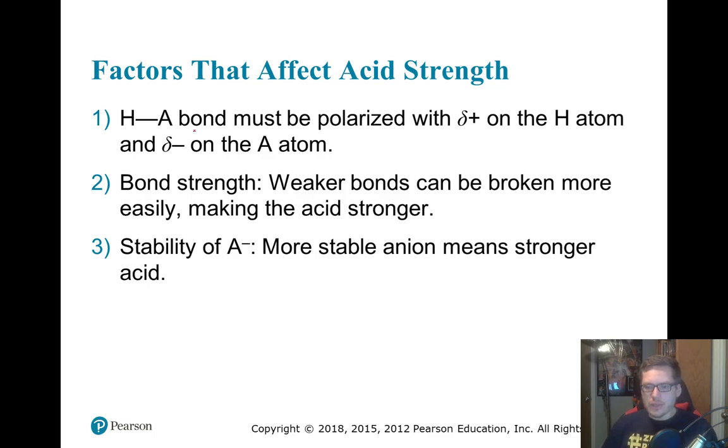So factor number one: that HA bond must be polarized, with a partial positive on the hydrogen atom and a partial negative on the anion, or whatever your A atom is. This applies best in binary elements, but it also works when you're looking at other things. The more polar the bond is, the more likely you're going to have a stronger acid.